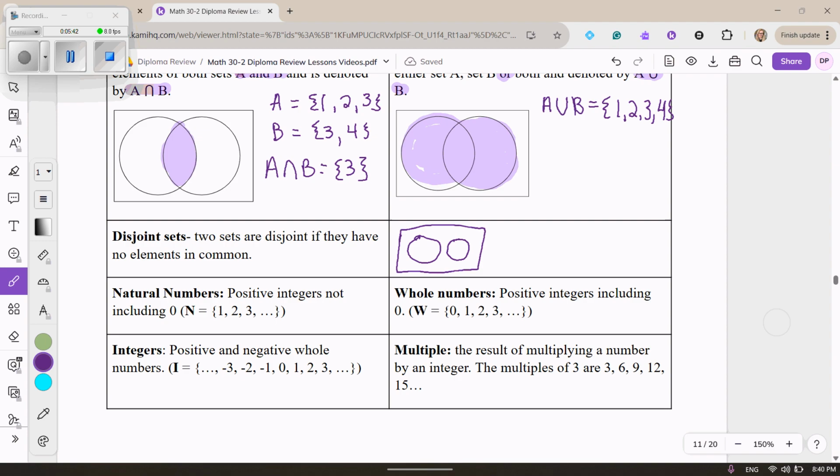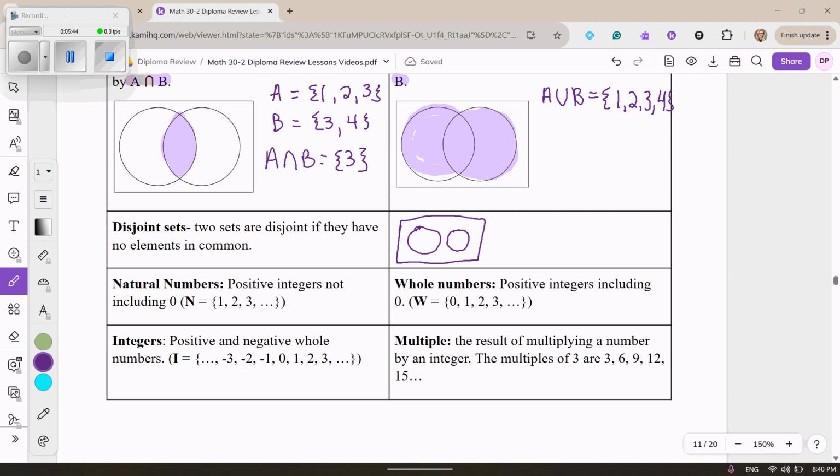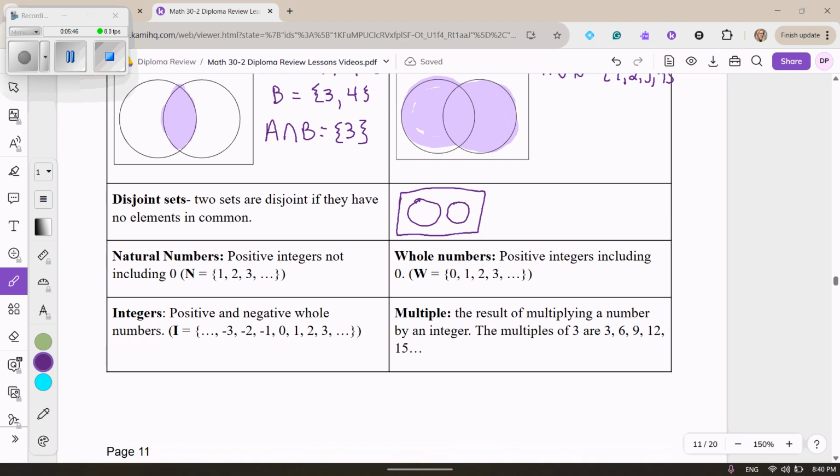Okay, and then natural numbers. These are just things that you might need to know for set theory questions. So our natural numbers are our counting numbers. So that means if you were to start counting, you would say 1, 2, 3, 4 for playing hide and seek. Those are our counting numbers. They do not include 0.